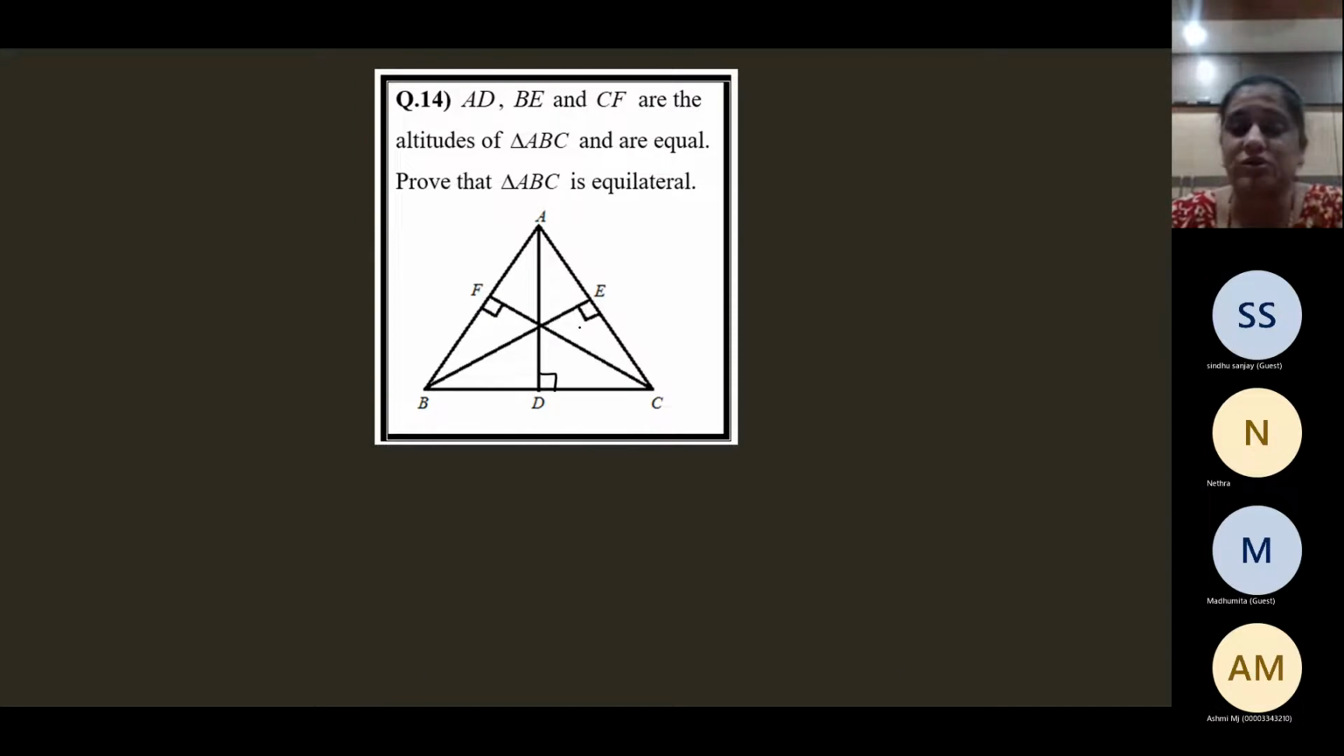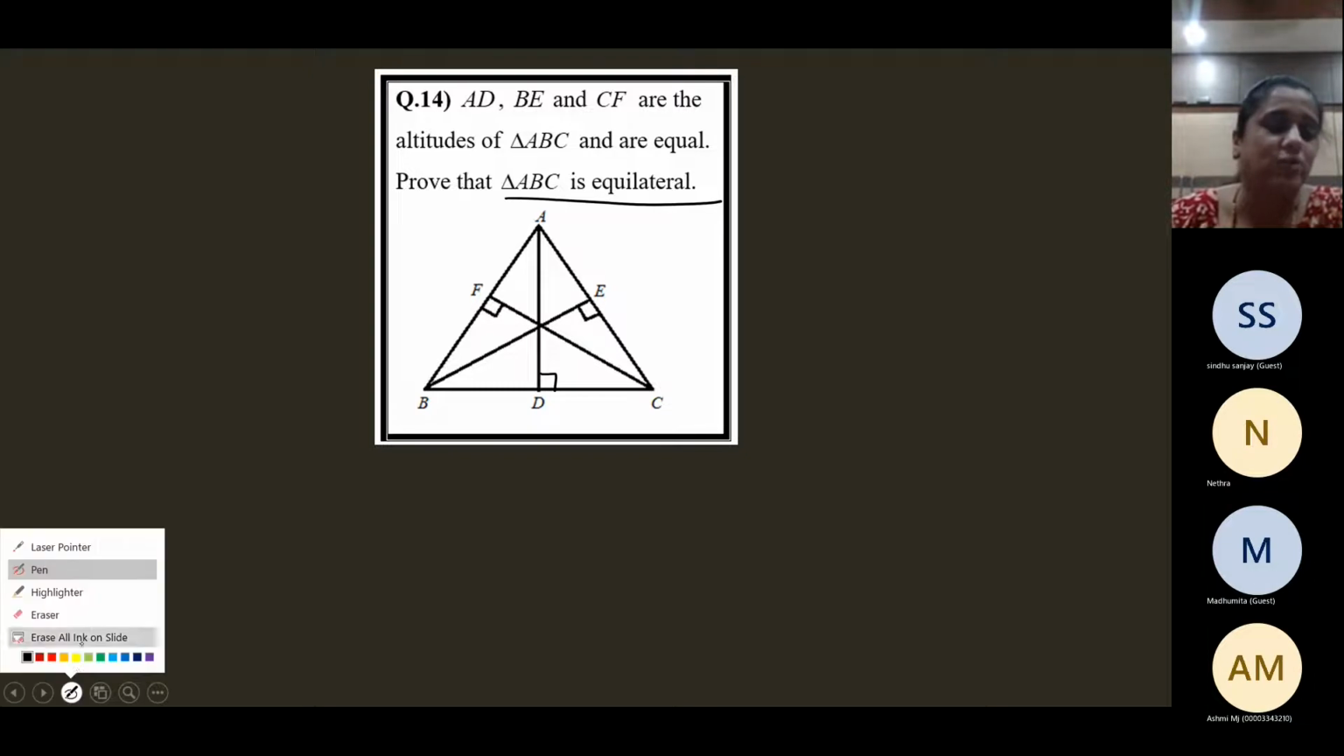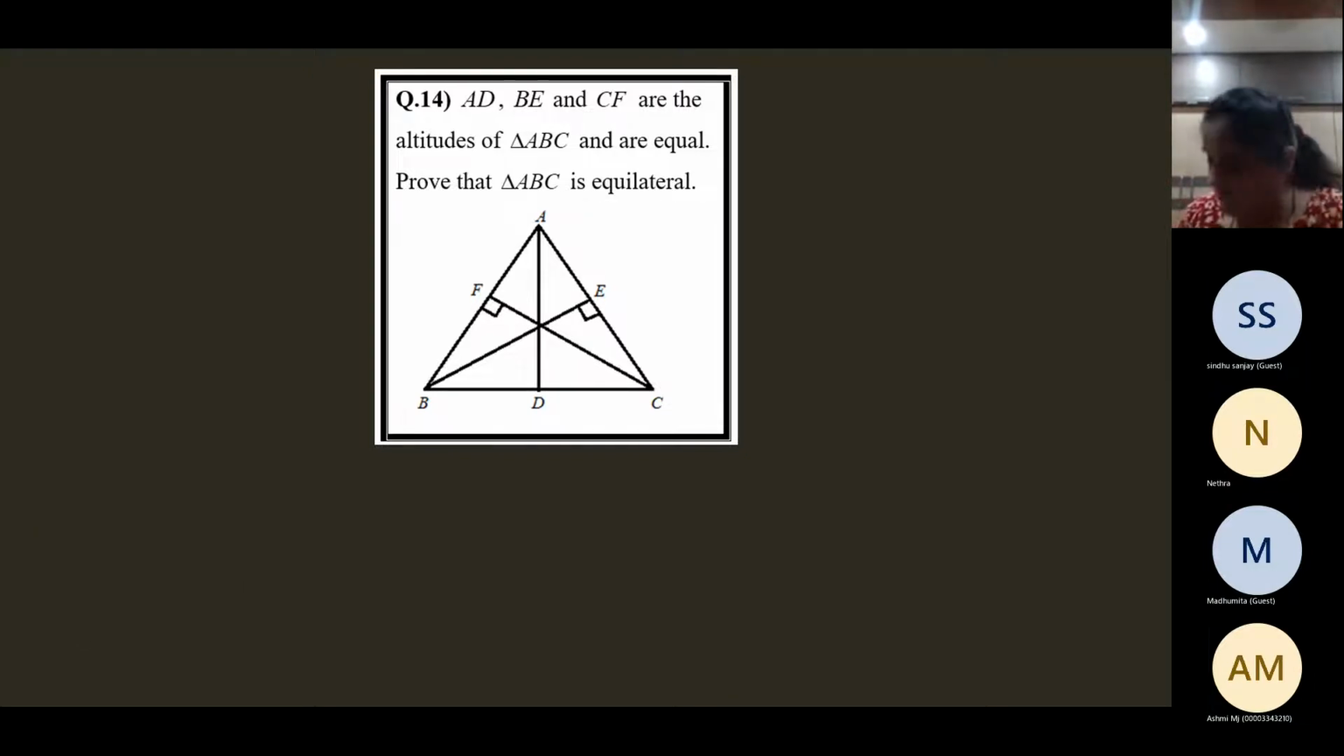We do not know the nature of the triangle. We are just given its triangle ABC. But the three altitudes of the triangle are equal. Given this, we need to prove that the triangle is equilateral. That is, in a triangle, if the three altitudes are equal in length, that means the triangle is equilateral. That's what we have to prove. Is the information given clear?